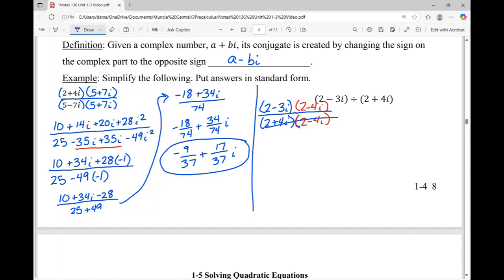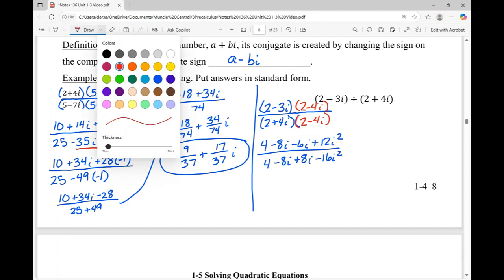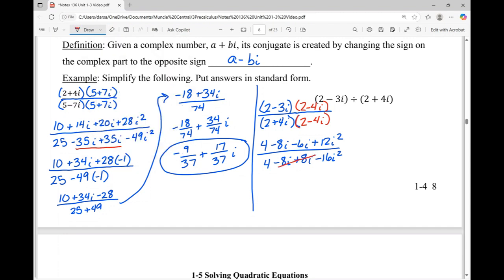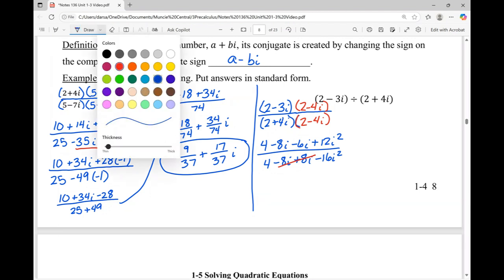Does the denominator just cancel? Can I just do that? No, I need to FOIL and I need to multiply. So on the top, we'll get 4 minus 8i minus 6i plus 12i squared. On the denominator, we'll get 4 minus 8i plus 8i minus 16i squared. And notice the only thing that even remotely looks like it's going to cancel are the two i's on the bottom. Negative 8i plus 8i is 0. The bottom doesn't really cancel, it just eliminates that i in that manner.